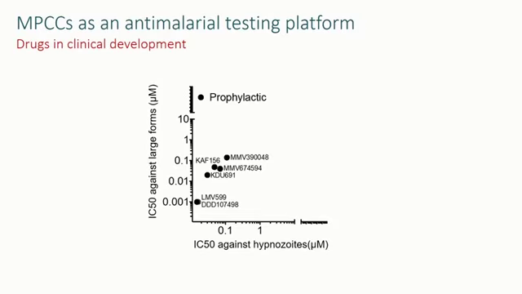Next, we use the platform to assess the activity of a set of drugs in clinical development in a prophylactic and radical cure mode. So as you can appreciate, the activity of most of the drugs tested in the radical cure mode was lost against the hypnozoites. So our laboratory, with the goal of a better understanding of the biology of these hypnozoites and ultimately to discover new drugs, sought to uncover the transcriptome of these hypnozoites.